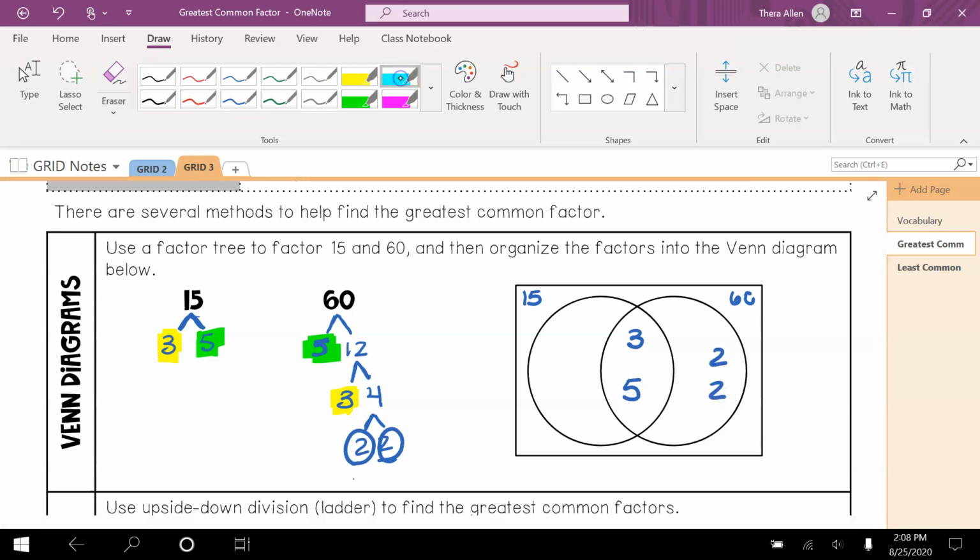And I need to also think, why did I not use 12 and 4? And the reason is because I've already factored these two down into 3 times 2 times 2. If you look, 3 times 2 times 2 equals 12. Okay, so these numbers that are in the center, I multiply them and they will give me my greatest common factor. My greatest common factor between 15 and 60 is 15.